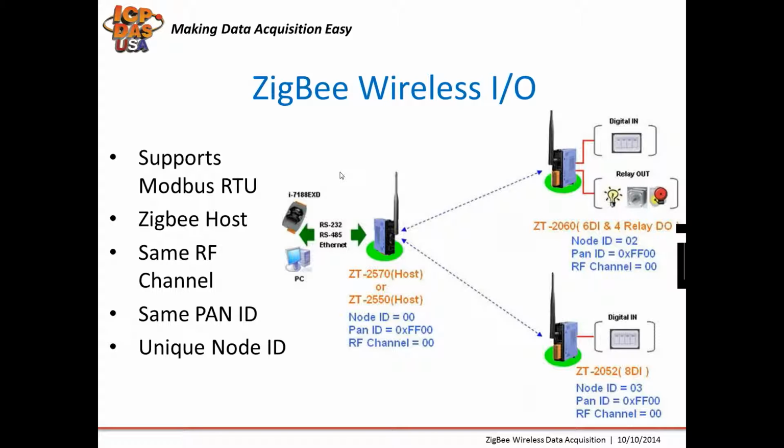ZigBee wireless data acquisition modules communicate over Modbus RTU communication. Each module in a ZigBee network has the same RF channel and PAN ID. Each device has a unique node ID.